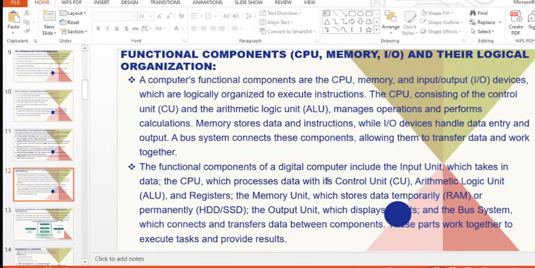Then here, talking about the RAM, you are able to temporarily store your files. Of course, we also have the HDD, which is the hard drives, and the SSD, where you are able to store your data permanently within your device. Then the output unit displays the outputs, and the bus systems are able to connect for data transfers within the components, for them to execute a task and also provide the outputs for all the instructions.